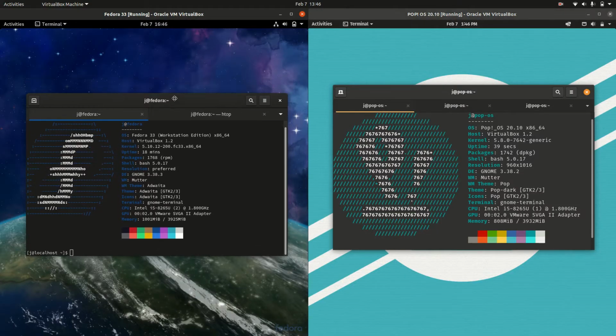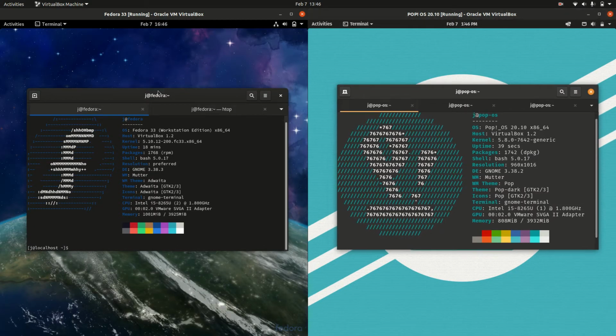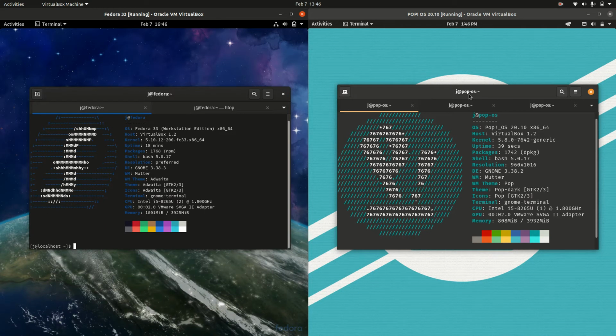Okay, so starting off, we have Fedora on the left and PopOS on the right. Now, starting off, Fedora is based on the Red Hat Enterprise Linux, the upstream, so the latest and greatest stuff there for it. And PopOS, as the name might suggest, or the versioning might suggest, it's 20.10, so based on Ubuntu 20.10 there. Now, they are both point releases, so they are updated every 6 months or so.